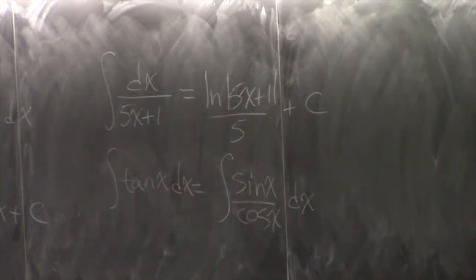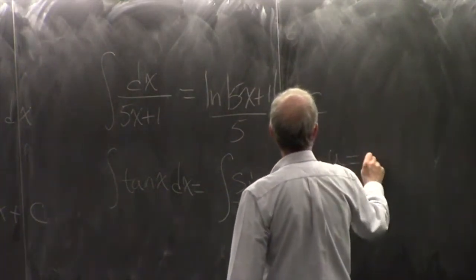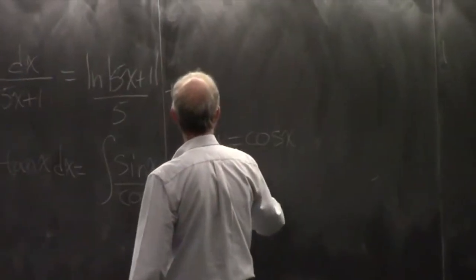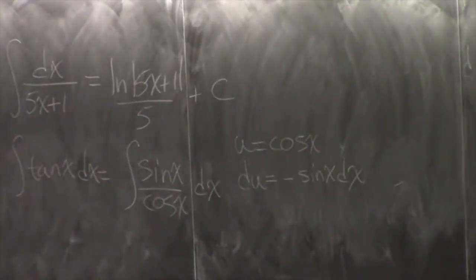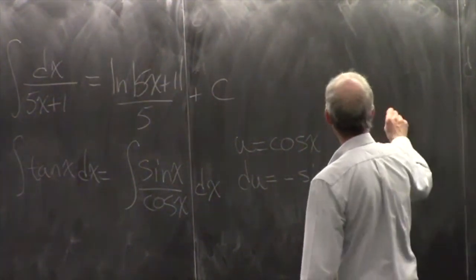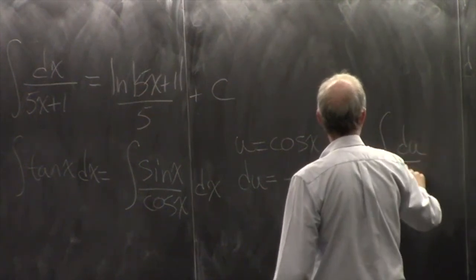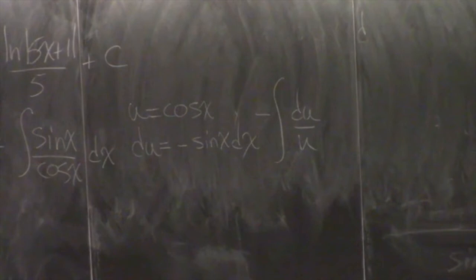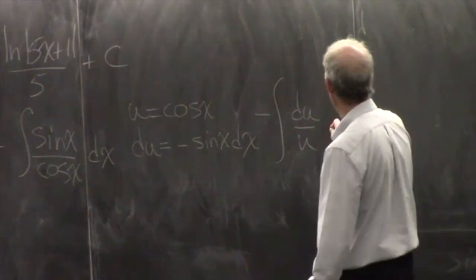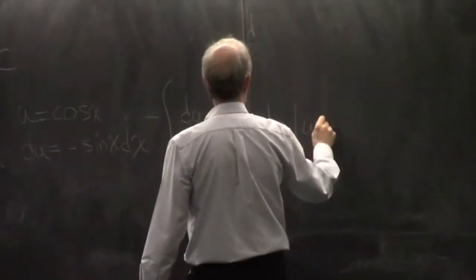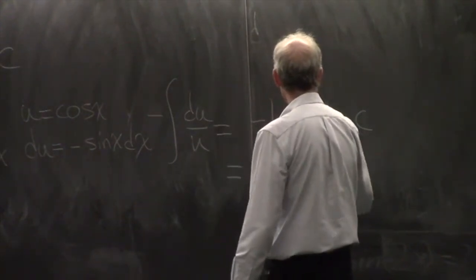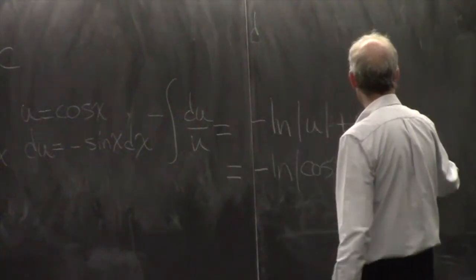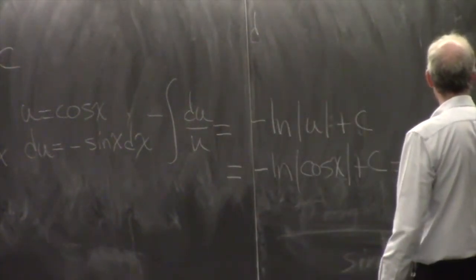Ta-da! So, let u equal cosine of x, du is minus sine of x dx. So that means this integral now becomes minus du over u. You know how to integrate du over u. That's the log of u. Now you substitute back in, and you get negative log cosine of x plus c.